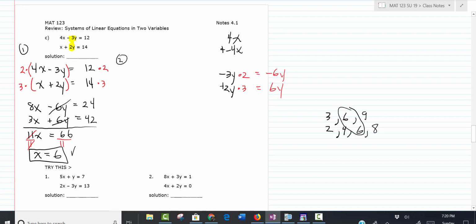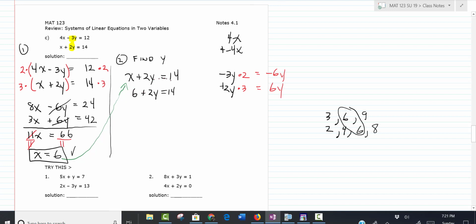Then the second thing that you always want to do is just find the other variable. So we want to find y. And you can find y by picking either equation. I would pick the second one. The reason I would pick the second one, number one, the numbers are smaller. Number two, there's no negative in there. Ultimately, it doesn't really matter. So what I'm going to do is take the 6 and plug that in where I see x in that second equation. And again, it'll work in either equation. So I would have 6 plus 2y equals 14.